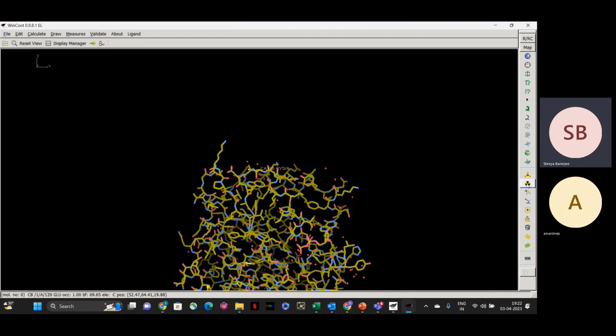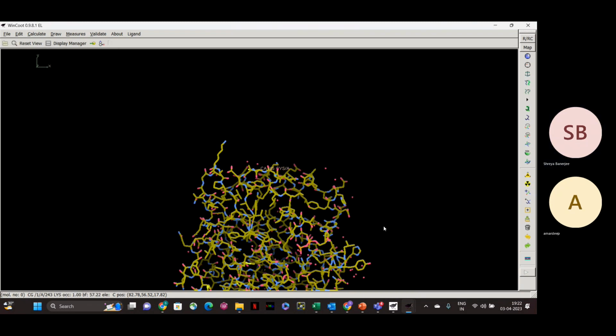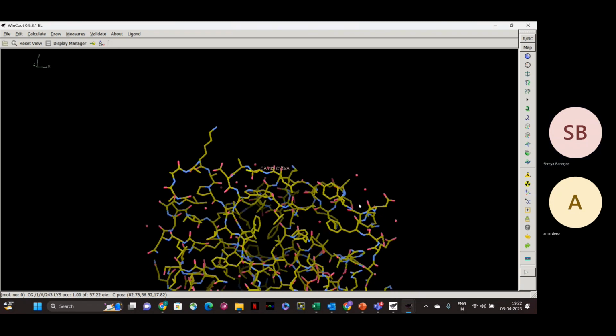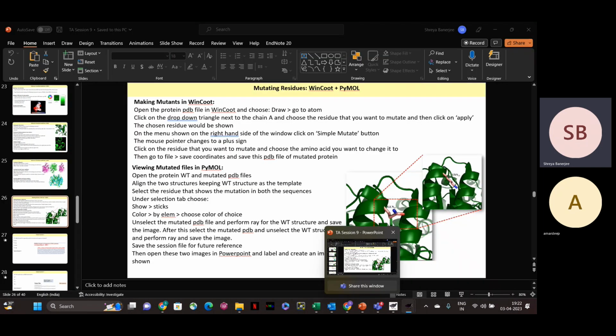Again, if we want, we can just do simple mutate, choose the residue. This is a lysine. I'll click on the lysine. I can mutate it to, say, a histidine. It now became a histidine. So like that, you can mutate individual residues and get a mutated protein.